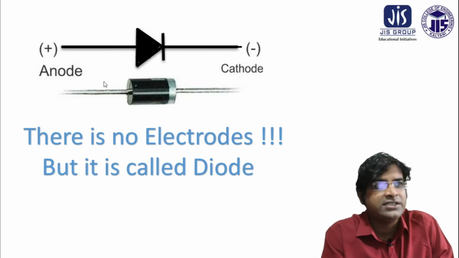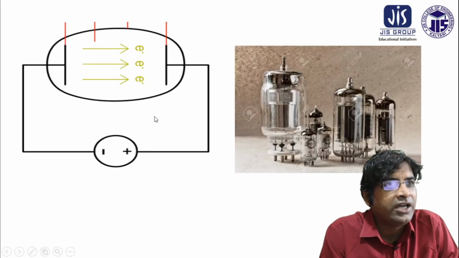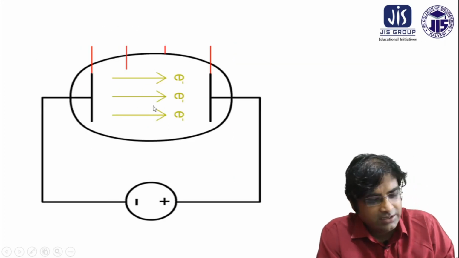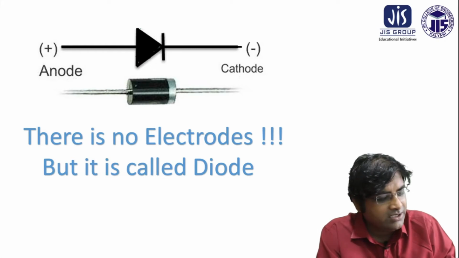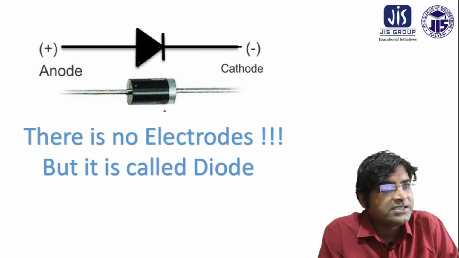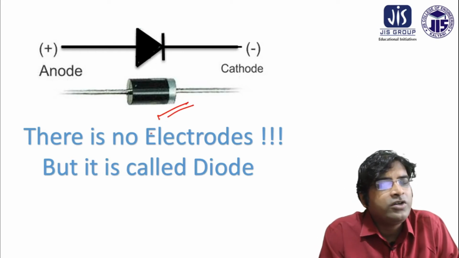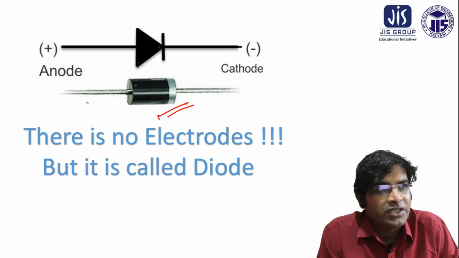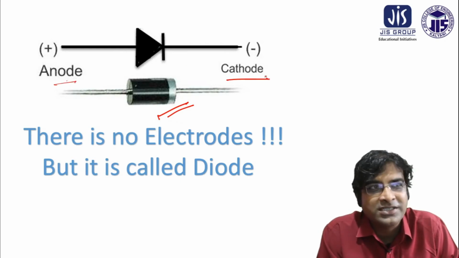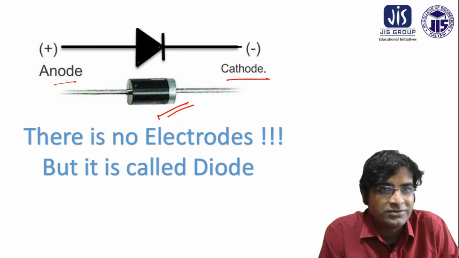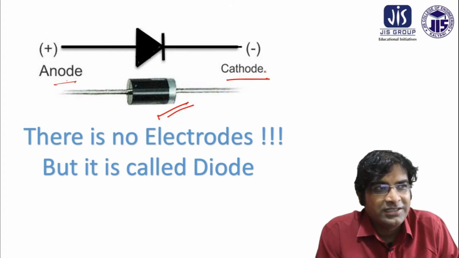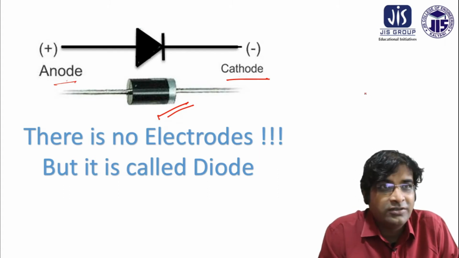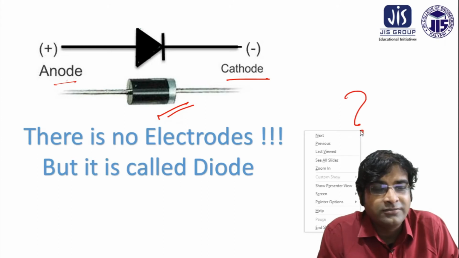You show there is a diode, but in this particular diode, there is no electrode. You show there is an anode we are representing, there is a cathode we are representing, but there is no electrode. But it is called diode. Why?